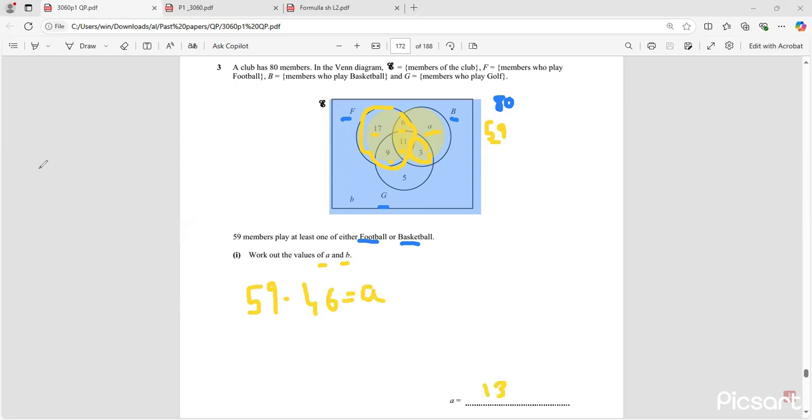Okay, easy. Let's see the next. The value of B: for all of these two circles, we have to add to them 5.